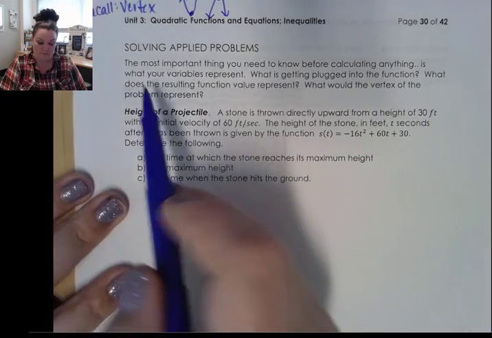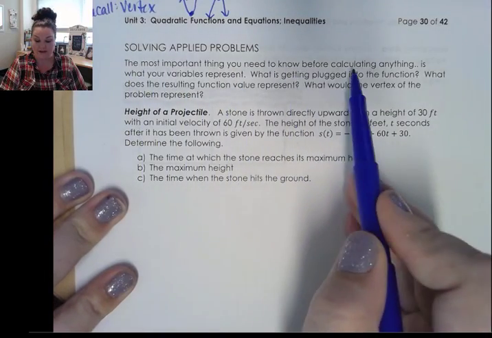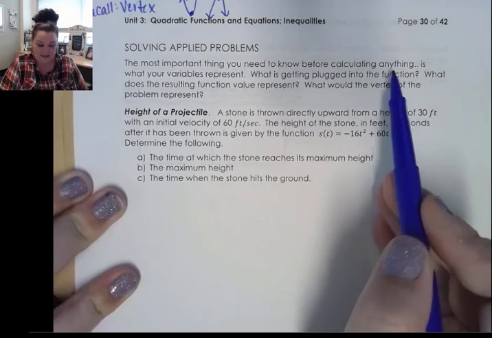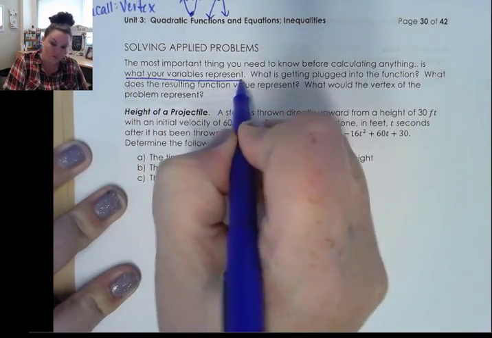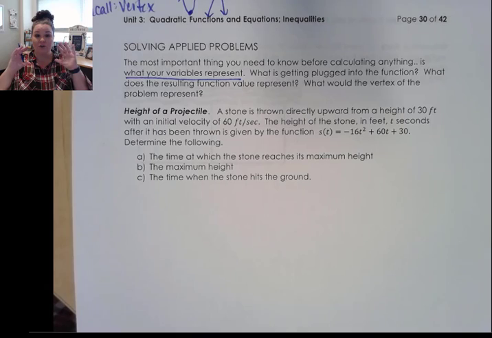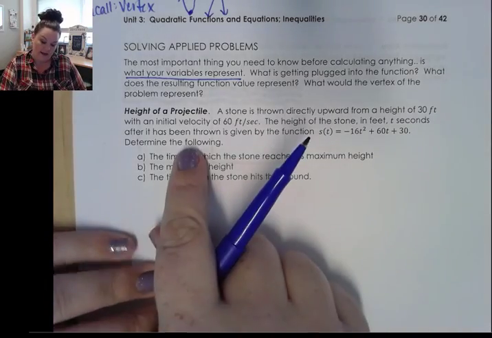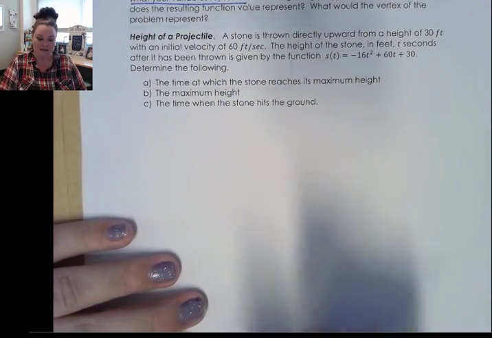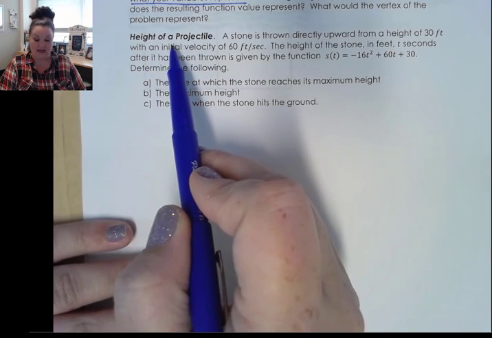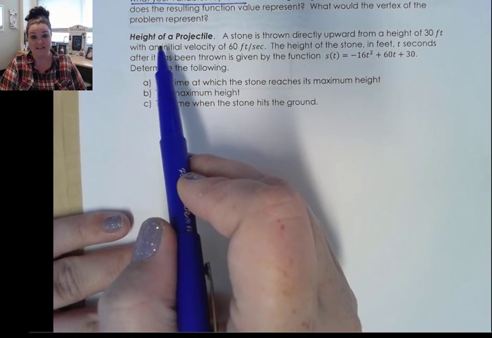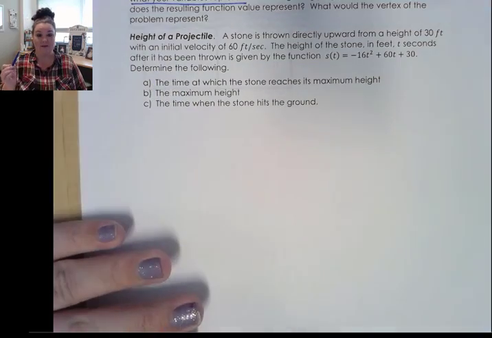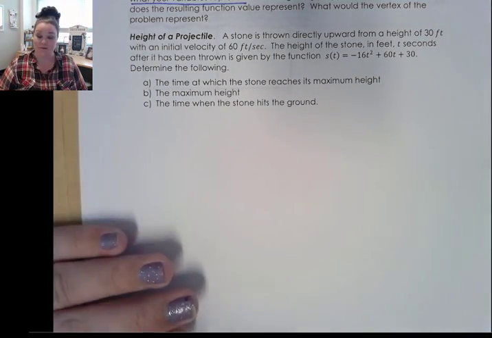And like it says here, the most important thing you need to know before calculating anything is what your variables represent. Meaning, if I were to create an ordered pair for this application problem, what is going in, what's my input, and what's coming out? What's my x, what's my y, okay? So let's go ahead and look at this first one. This first one says we're talking about the height of a projectile, okay? So think about projecting something, okay? That's going to create some type of a parabola shape, right?